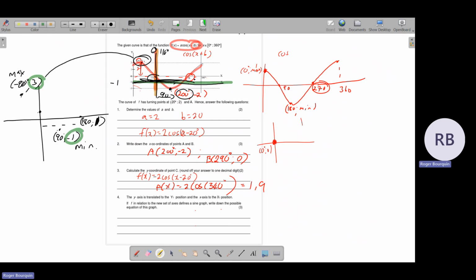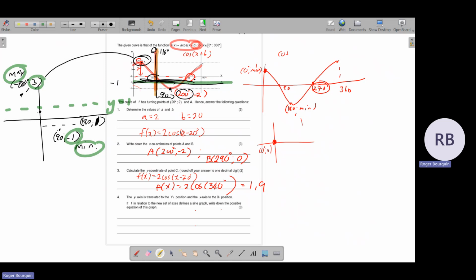Why am I doing this? If you don't get this question, don't panic, it's okay. Between 3 and -1, what's the distance? 4. Halfway is 2, right? What's 3 minus 2? 1. So your middle line is y is equal to 1. Why do I know that? Because this is a maximum and this must be the minimum, and halfway is your middle line.